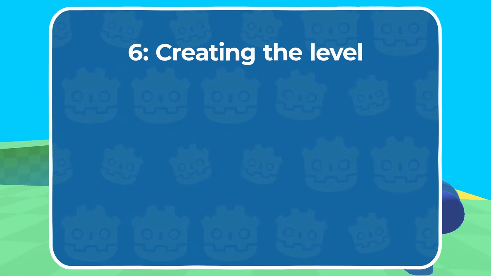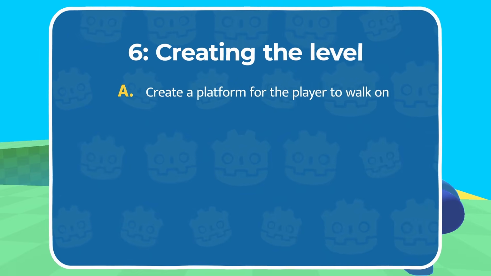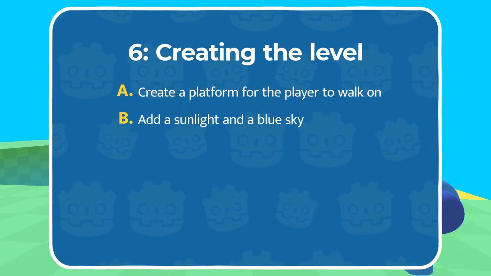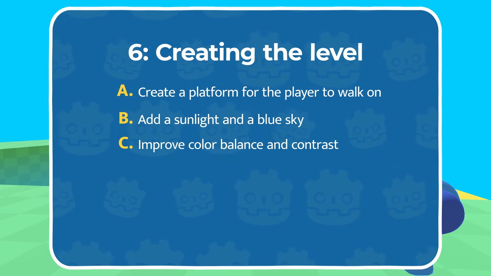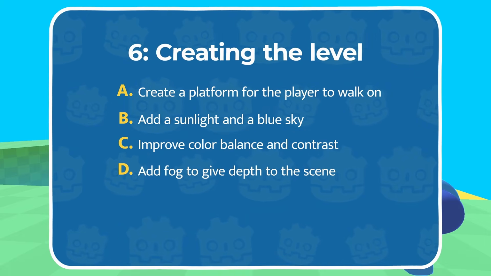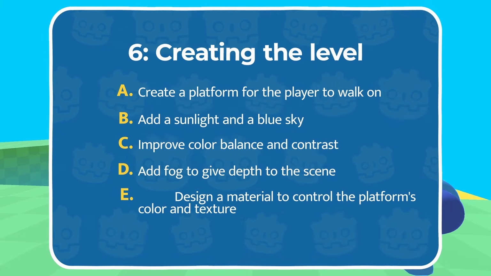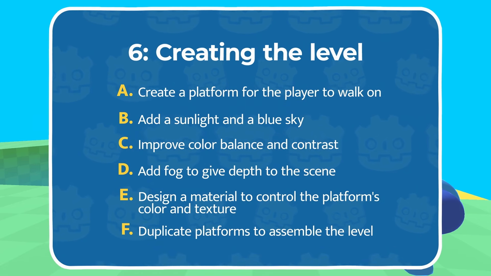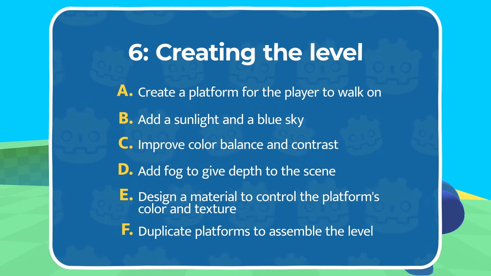In this part, you will create the environment. You will first create a platform for the player to walk on, add a sunlight and a blue sky, improve color balance and contrast using the environment, add fog to give depth to the scene, design a material to control the platform's color and texture, and duplicate platforms to assemble the level.